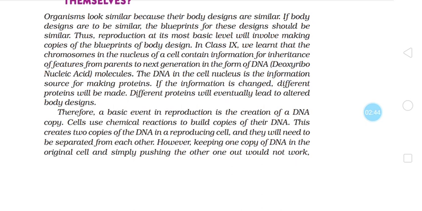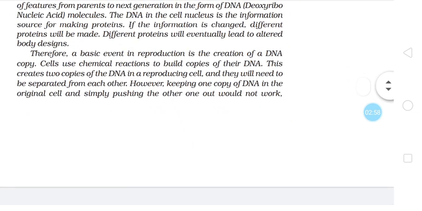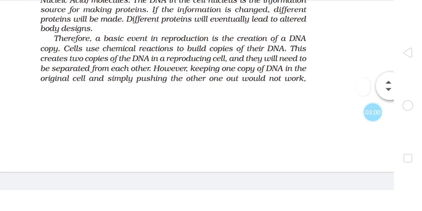molecule. The DNA in the cell is the information source for making protein. If the information is changed, different protein will be made. Different protein will eventually lead to altered body design. Therefore, a basic event in reproduction is the creation of a DNA copy. Cells use chemical reactions to build copies of their DNA.